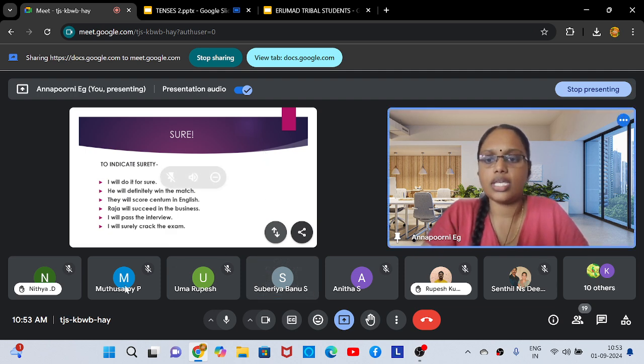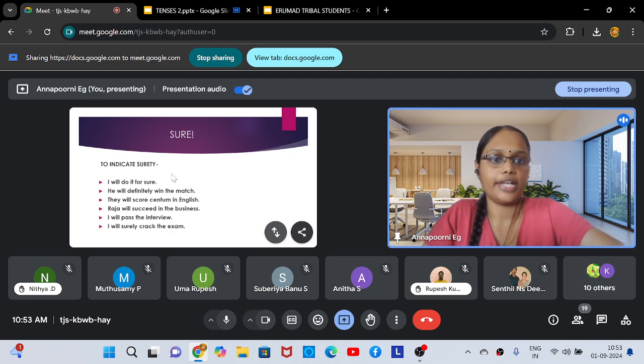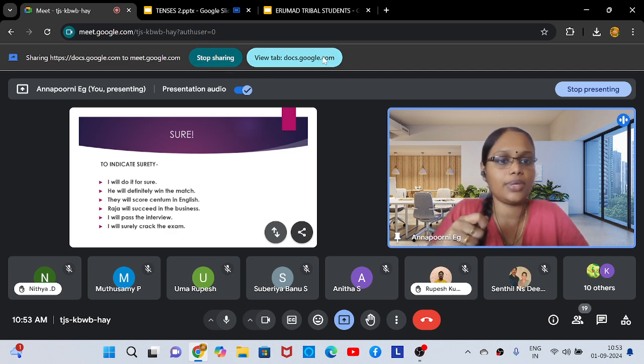Here you can see, I will do it for sure means I will surely do it. So you are indicating a surety. He will definitely win the match. Yes, so he will win the match.